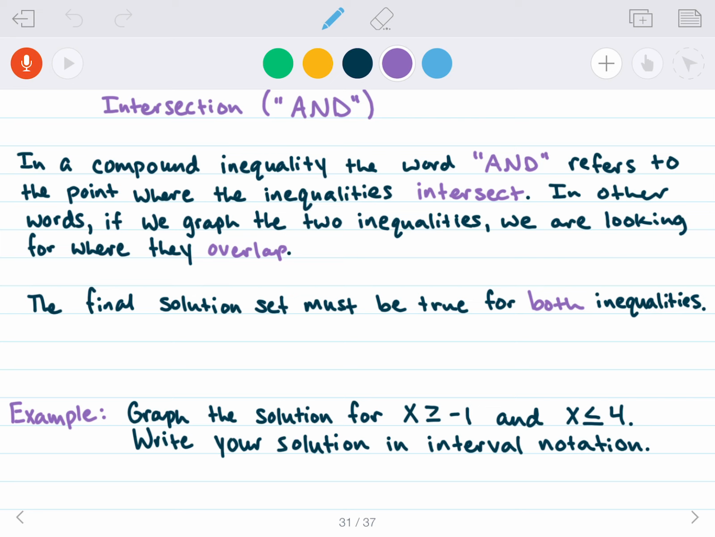So, in a compound inequality, the word "and" refers to the point where the inequalities intersect. In other words, if we graph the two inequalities, we're looking for where they overlap. So we want the solution set to be true for both of them. Okay? So for example, let's graph the solution for x is greater than or equal to negative 1 and x is less than or equal to 4.